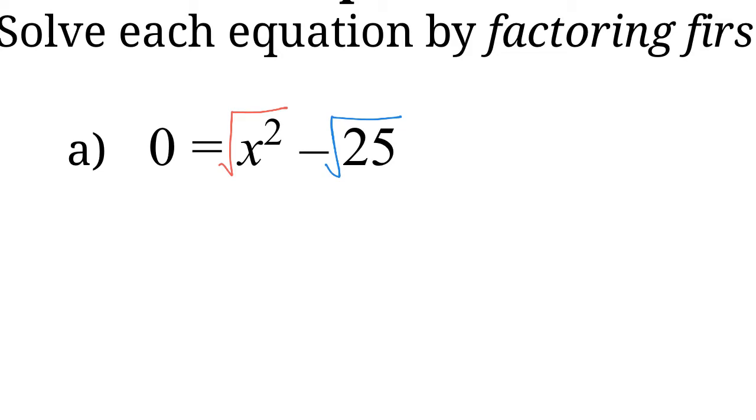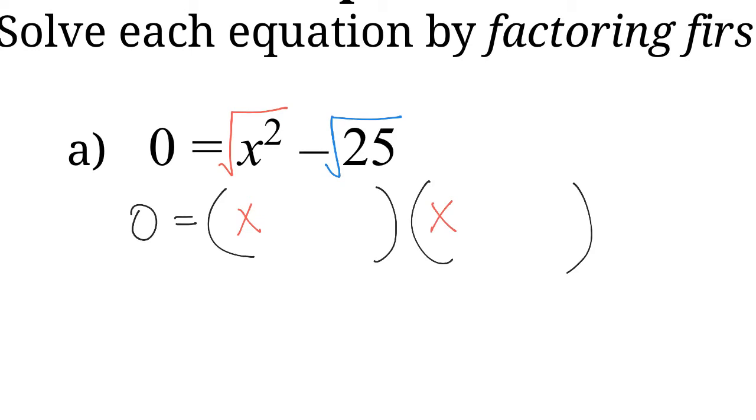So when we report our final answer, we're going to put 0 equals. You're going to open yourself up 2 sets of brackets. And now we're going to begin performing the square rooting. So let's start with the square root of x squared. So the square root of x squared is simply x. So you are going to place an x inside each bracket.